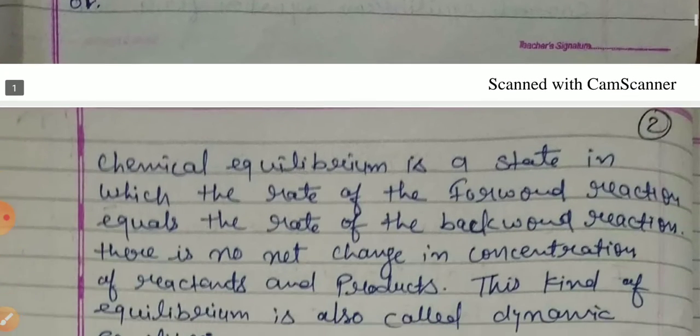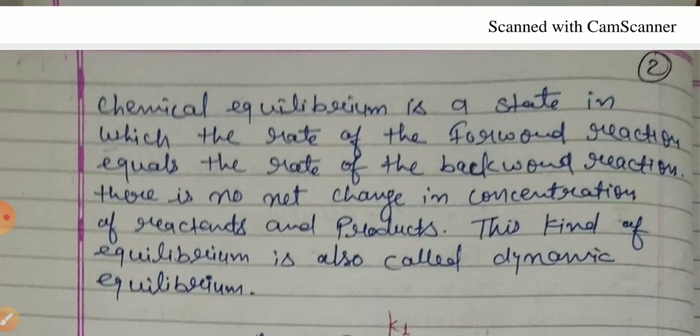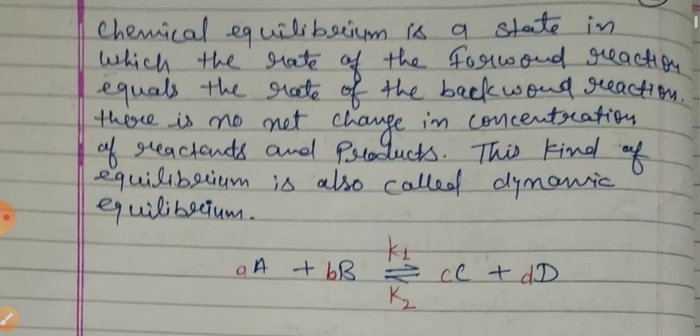Or it can be defined as: chemical equilibrium is a state in which the rate of forward reaction is equal to the rate of backward reaction. There is no net change in the concentration of reactant and product. So this kind of equilibrium is called a dynamic equilibrium.